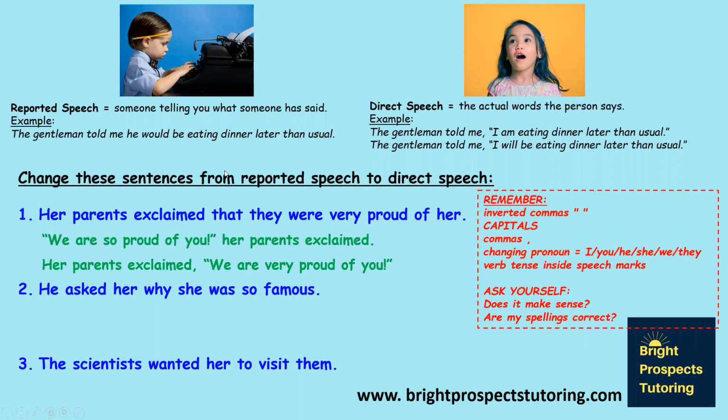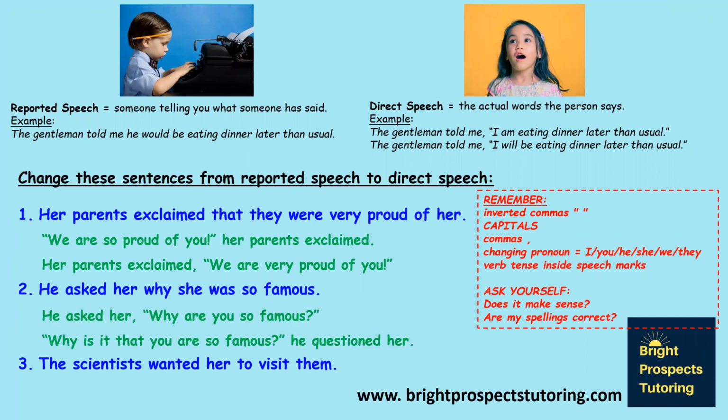I try to stick as close as I can to the original text, very proud, but actually if I haven't used those exact words but still convey or show the same feeling, you should still get the mark. Number 2, he asked her why she was so famous. That's the reported speech. And in direct speech, we have, he asked her, "Why are you so famous?" Or "Why is it that you are so famous?"